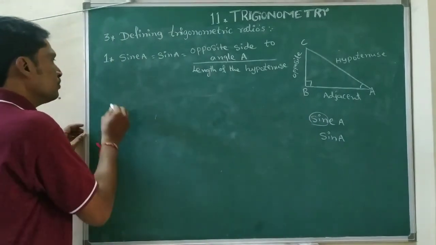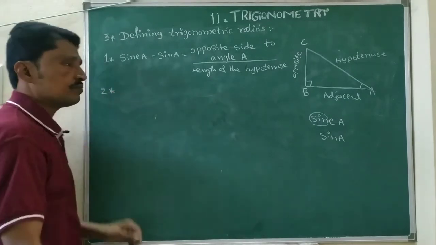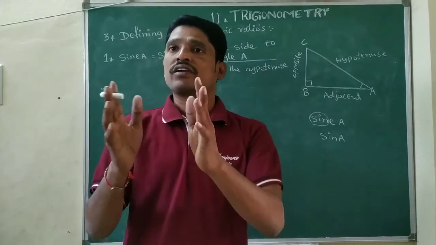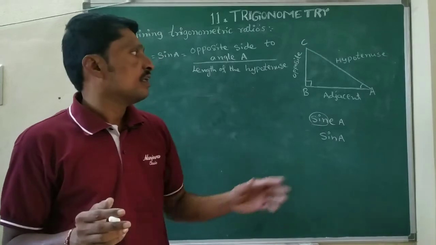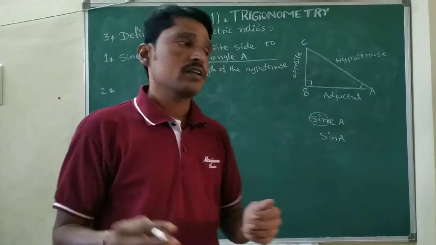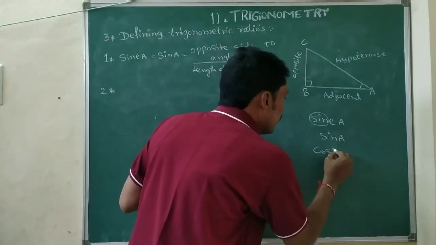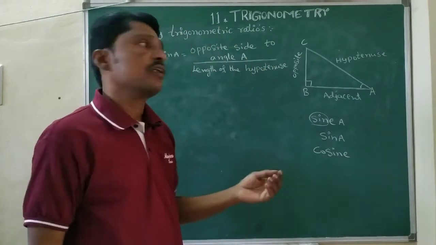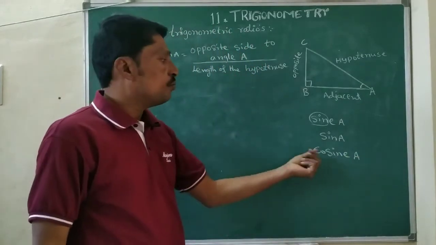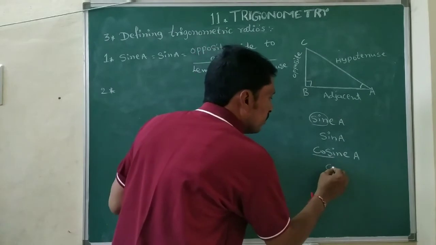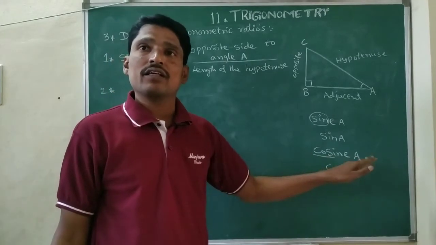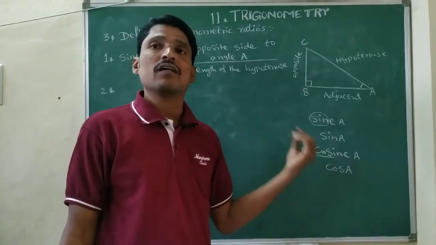Next one, it is the second ratio. What is the second ratio? The ratio of the adjacent side of an angle and the length of hypotenuse is constant in all similar right triangles. This ratio will be named as cosine, C-O-S-I-N-E, cosine. So here we are taking acute angle, cosine A. Simply we can write the first 3 letters, that is cos A, and we pronounce it cos A.